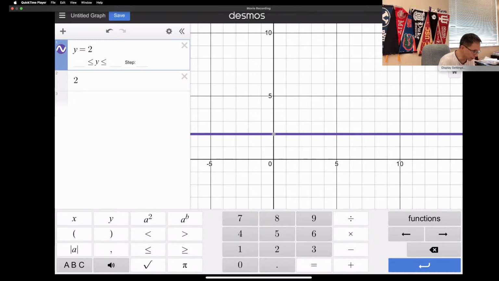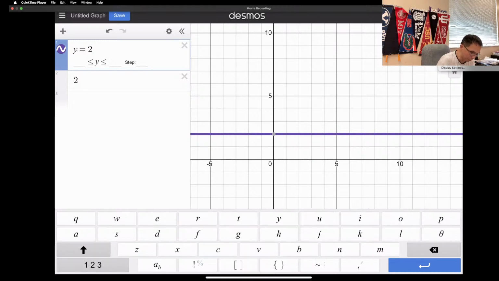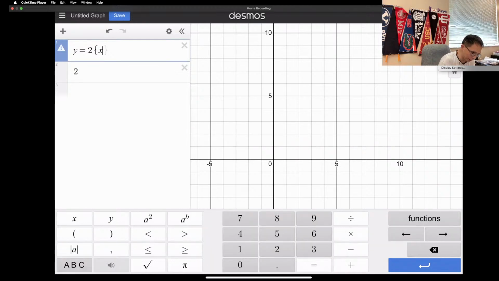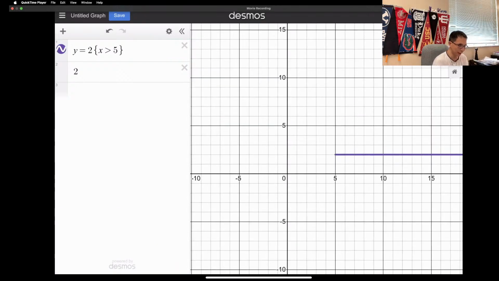So now, in order to do a restriction, you have to use this brace. You have to use a brace with x greater than 5. So you should see the graph look like this. Use the brace to write restrictions, so you know how to use that in the future.